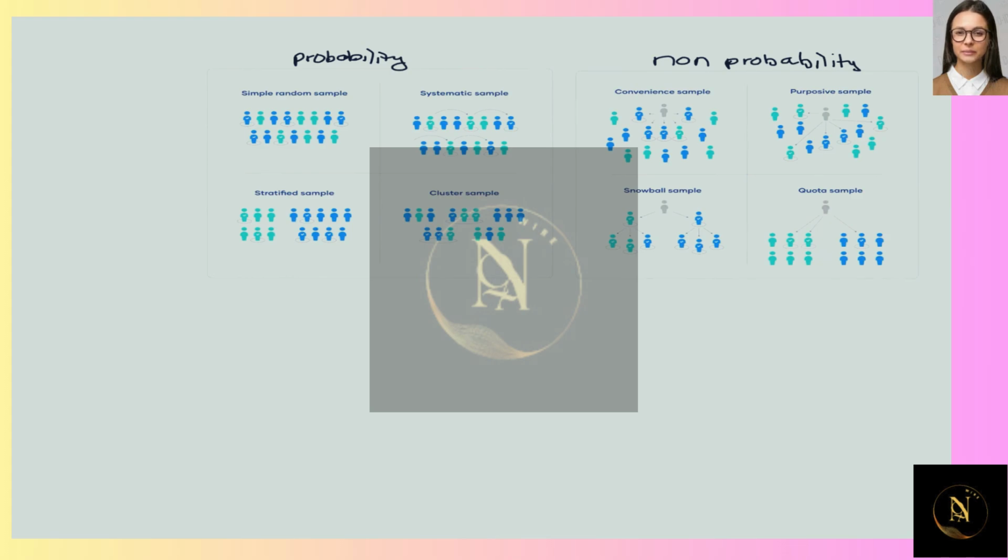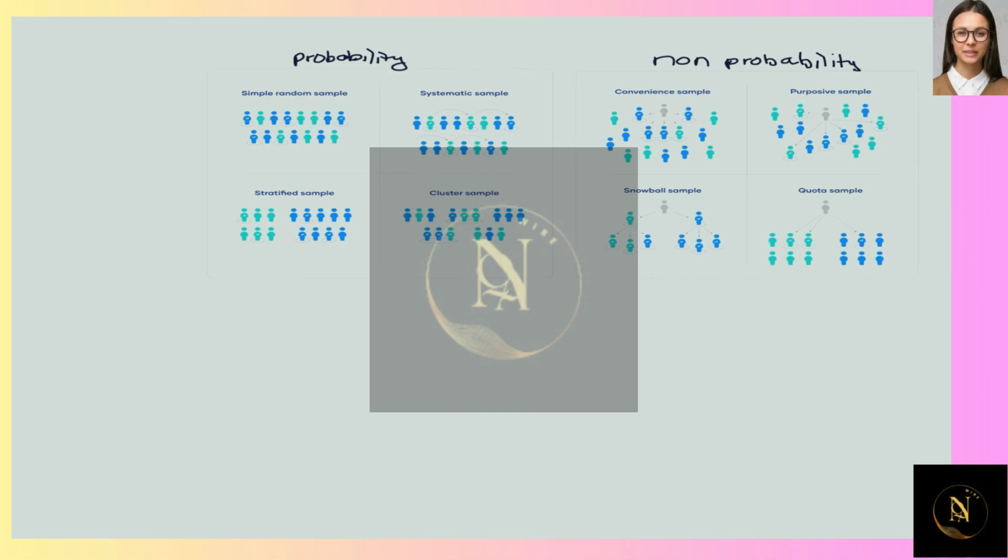And it says, give examples of sampling techniques with pictures. So I have the eight sampling techniques. I have the probability sampling techniques and the non-probability sampling techniques. So for a simple random sample, in this technique, each member of the population has an equal chance of being selected. A random number generator or a lottery method can be used to select samples.